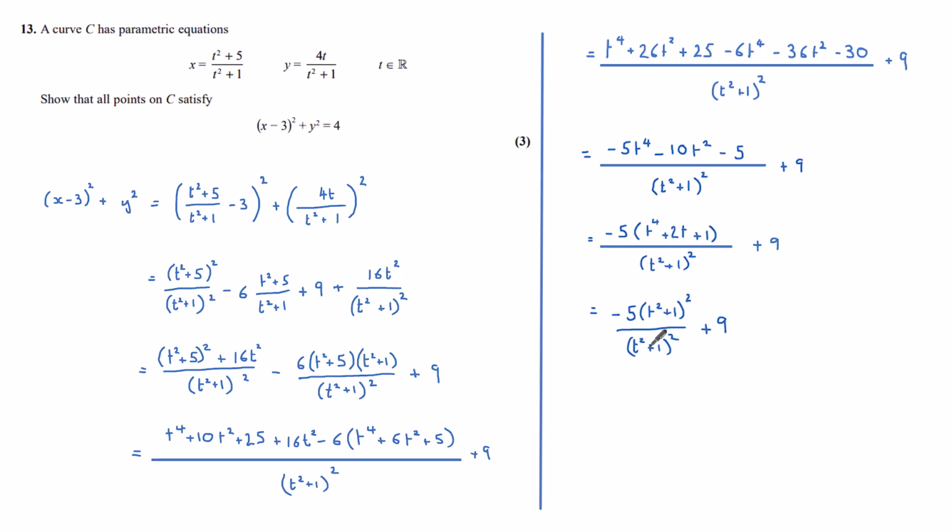So these will now cancel. And I'm left with minus 5 plus 9, which is indeed 4, our right hand side. And so we have shown that all points satisfy.